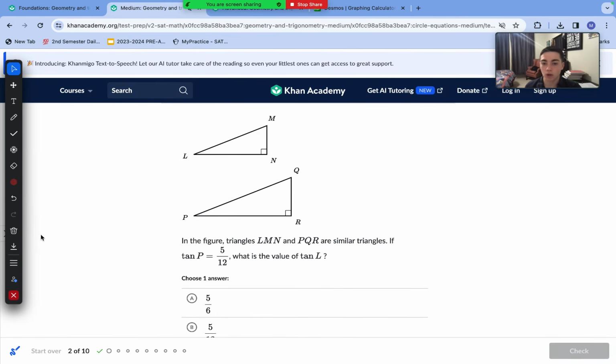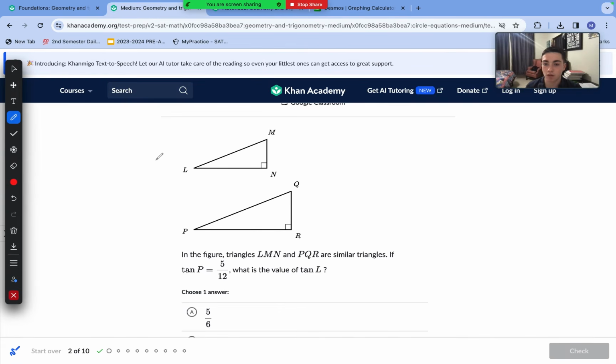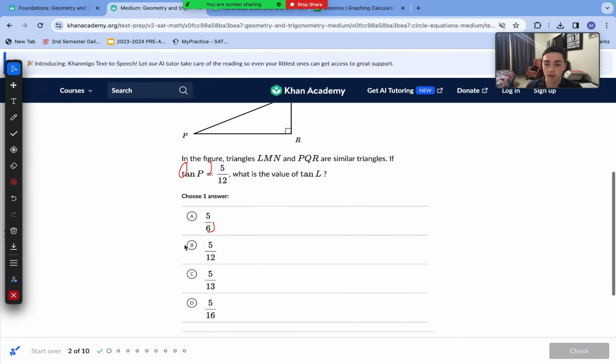On to our next question. These triangles are similar. The tangent of P is 5 over 12. What is the value of the tangent of L? So if these are similar, that means that corresponding angles have the same trigonometric ratios. So if the tangent of P is 5 over 12, that means the tangent of L, the corresponding angle, is also going to be 5 over 12.